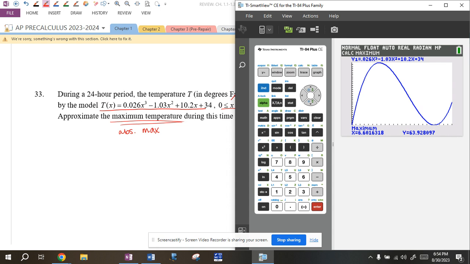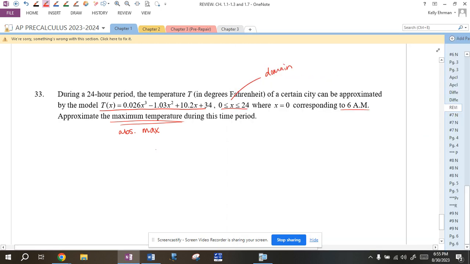Approximate the maximum temperature. Which one of those numbers is the temperature? Remember, X is the time, Y in this case, T is the temperature. So 63.928, about 63.928 degrees Fahrenheit is the max temperature.